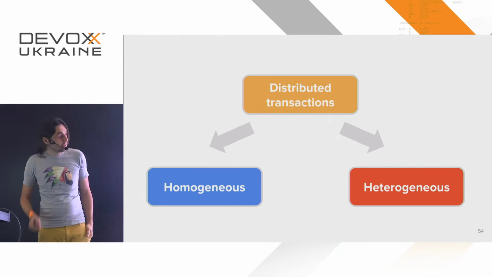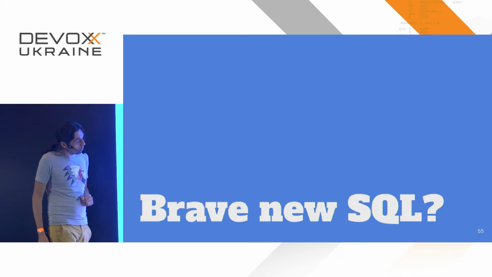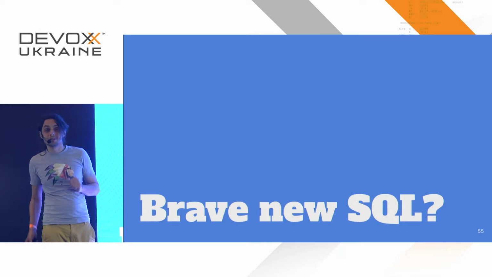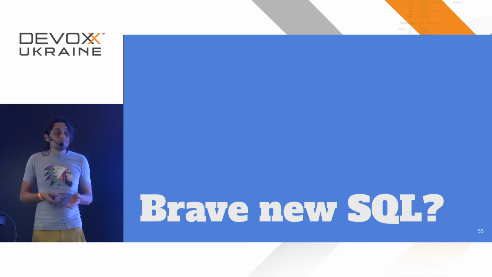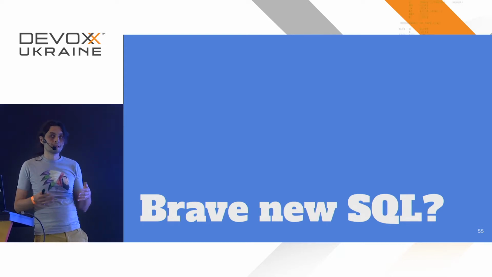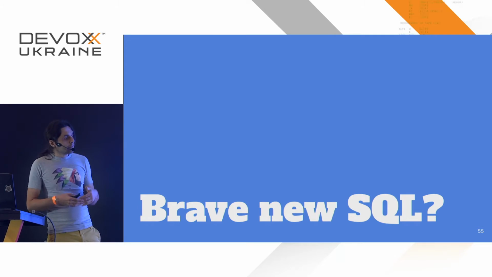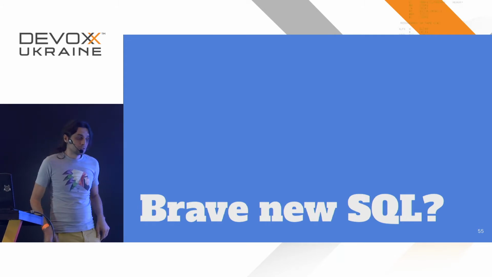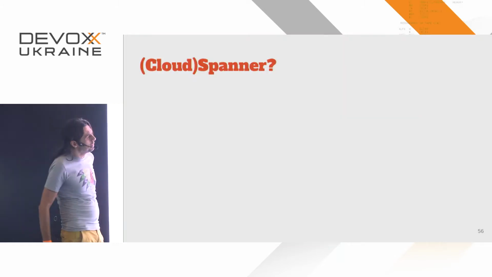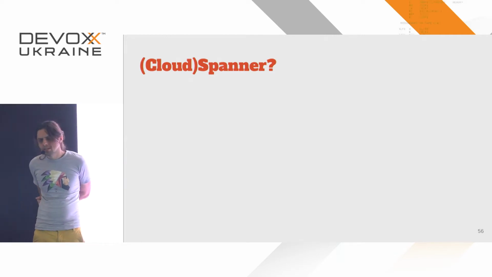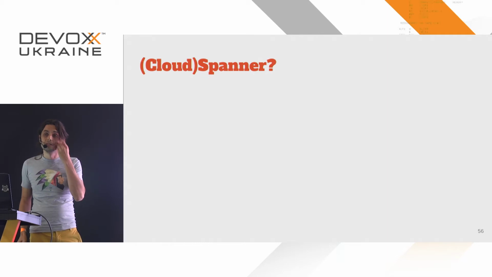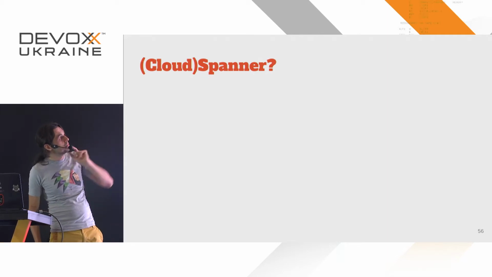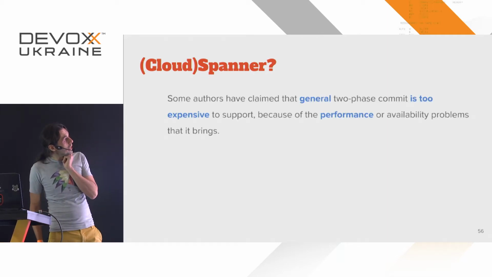And I think this is how those so-called brave new SQL, or not really SQL, databases appeared. And I want to just throw a quick glance at two of them. The first one is more widely known. It's called Google Spanner, and it used to be internal stuff for Google. Now it's available in their Google Cloud.